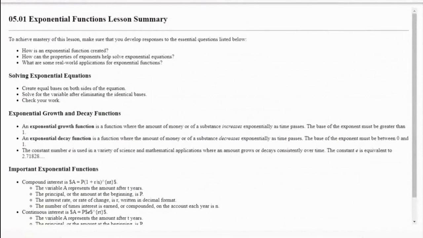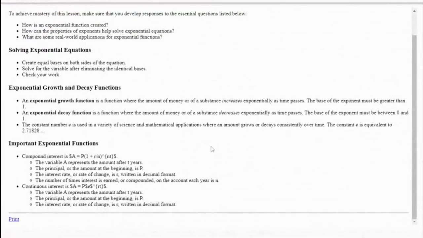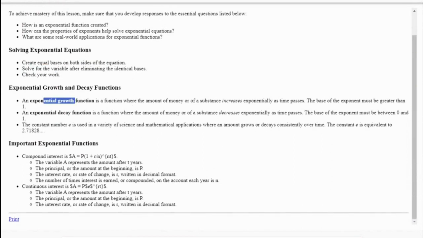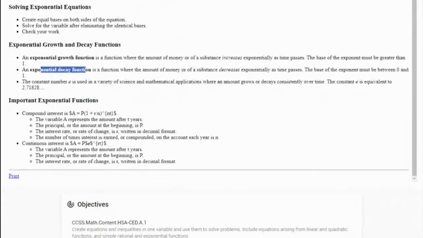I think my box is kind of messing up. It doesn't look real clean and neat there, but all right, here's the lesson summary. You can print this and put it in your notes if you want, but it talks about the exponential functions. Create equal bases on both sides so you can eliminate the base and just solve for the variable. Exponential growth, exponential decay, and here are the formulas for those. A equals P times (1 plus r over n) raised to the power of nt, and the e right there.